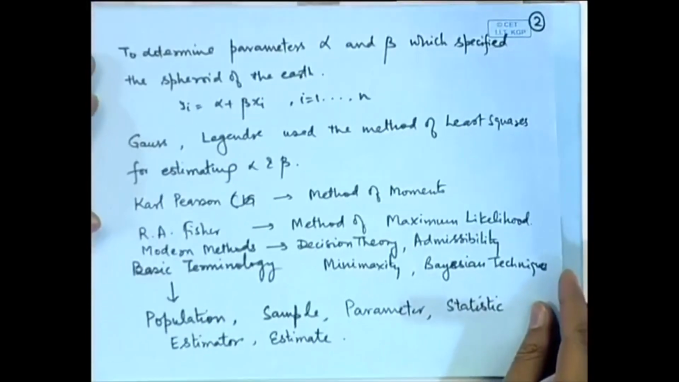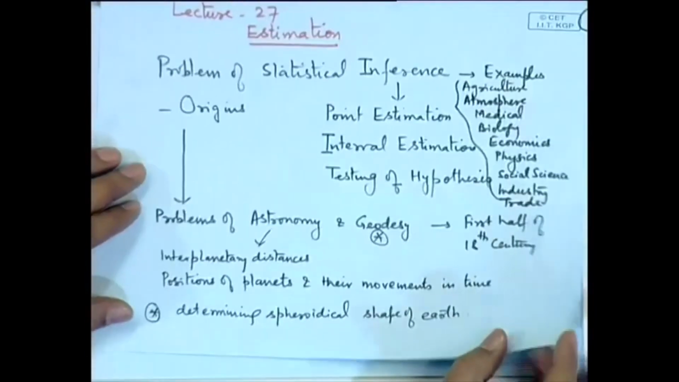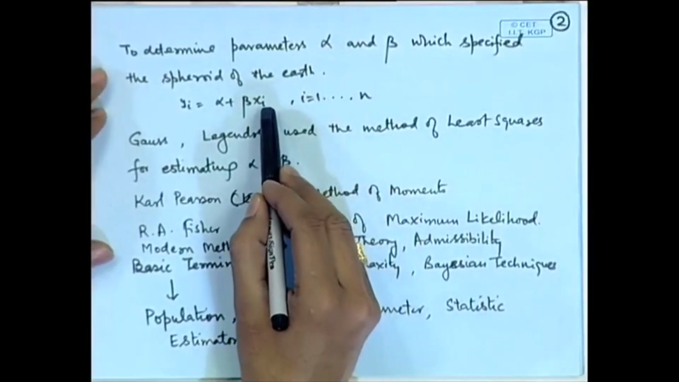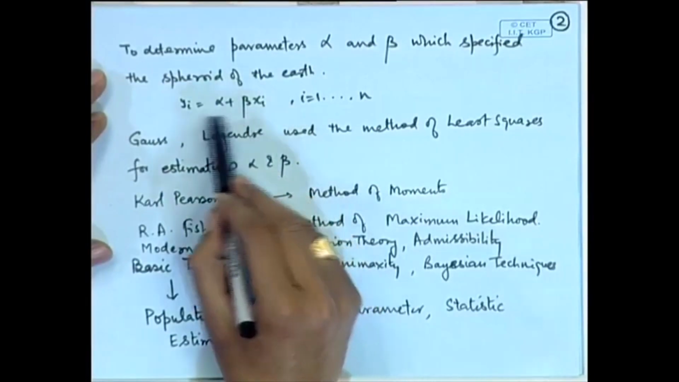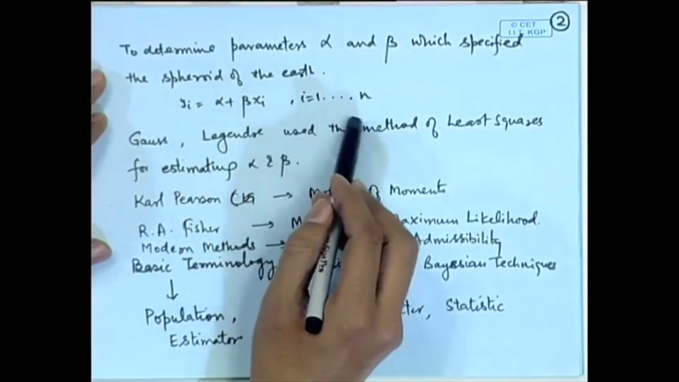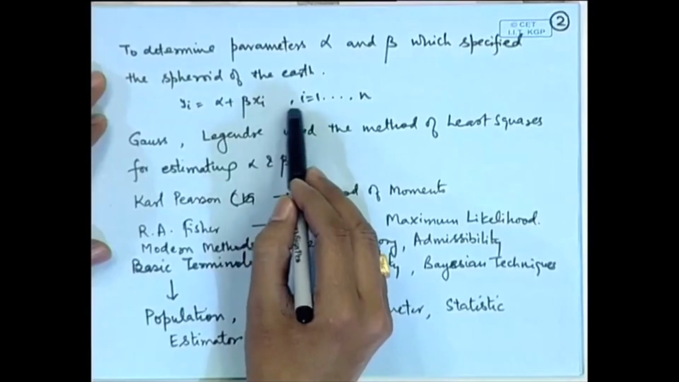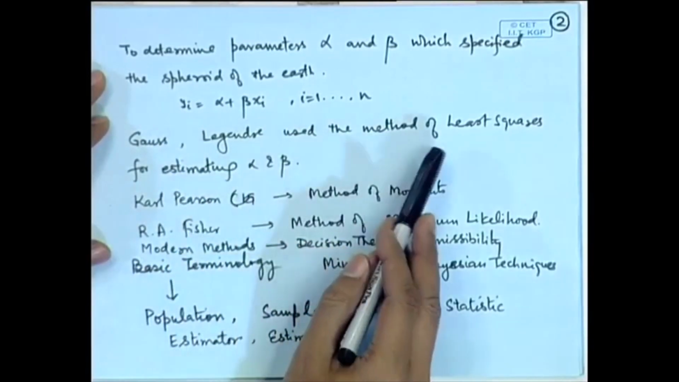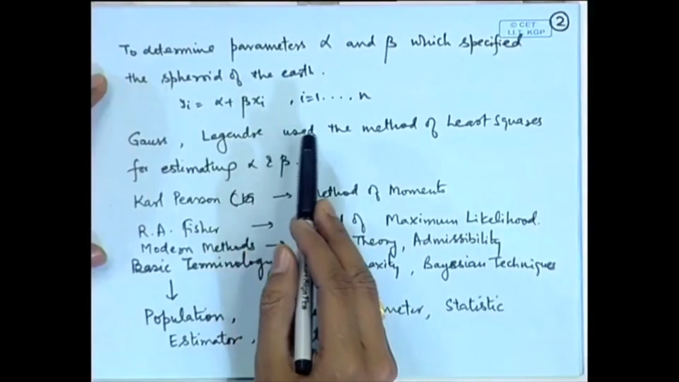For example, some of the earliest measurements were made to check the spherical shape of the earth. It turned out that the data is of the form that we have observations x 1, x 2, ..., x n and y 1, y 2, ..., y n, and they are related with the equation y i is equal to alpha plus beta x i, which today we know as the equation of a simple linear regression model. So, these are the earliest occurrences of this model. The famous mathematicians Gauss and Legendre used the method of least squares for finding out the values of alpha and beta. So, you can say that the method of least squares is probably one of the oldest methods for finding out the estimates of parameters.